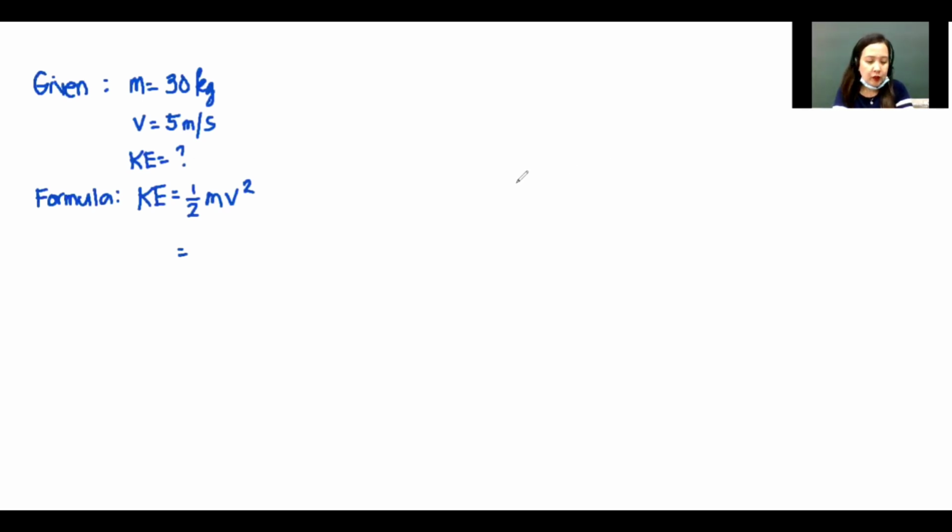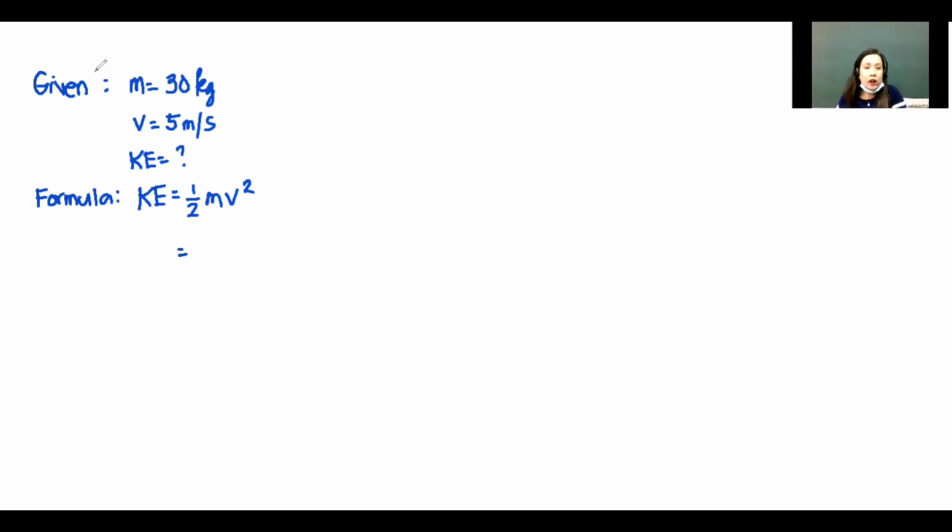So let me read to you our sample problem. A 30-kilogram motorcycle is traveling with a velocity of 5 meters per second. What is its kinetic energy at this velocity? How about if the velocity is 8 meters per second? How about if the velocity is 10 meters per second?